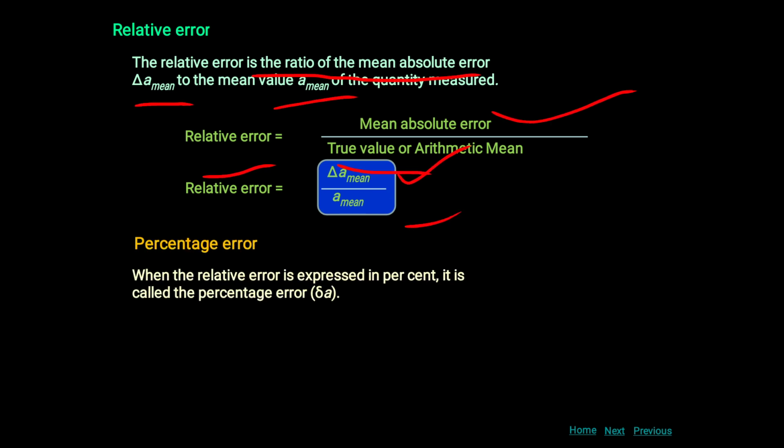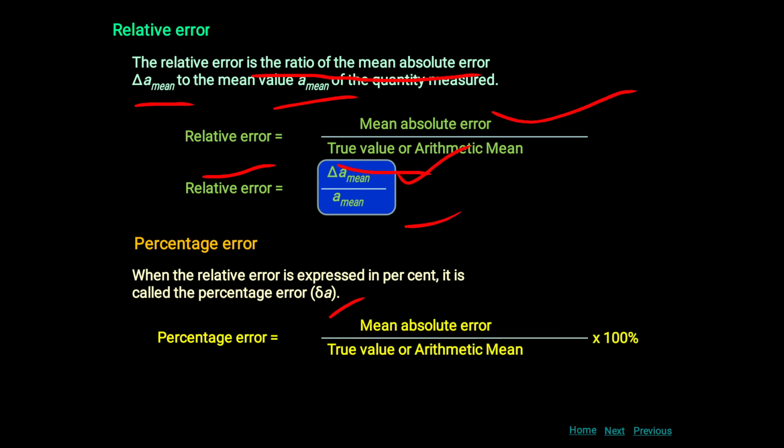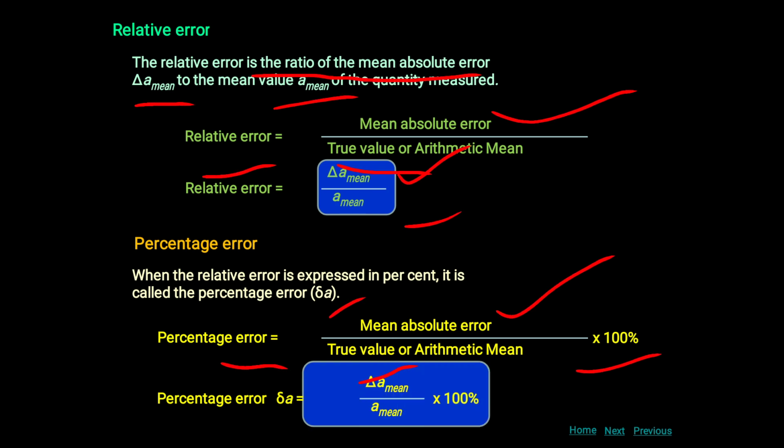Then percentage error. When the relative error is expressed in percentage, it is called the percentage error. Percentage error equals mean absolute error divided by true value or arithmetic mean, times 100. That is, percentage error delta A equals delta A mean by A mean into 100. This is called the percentage error.